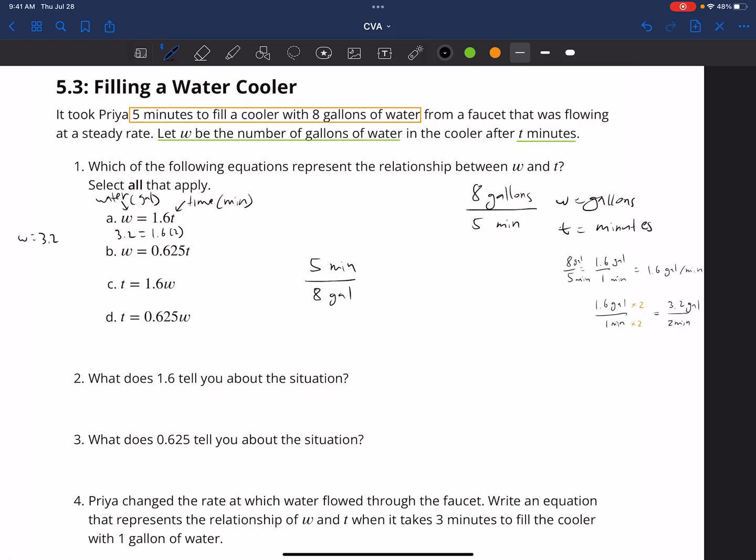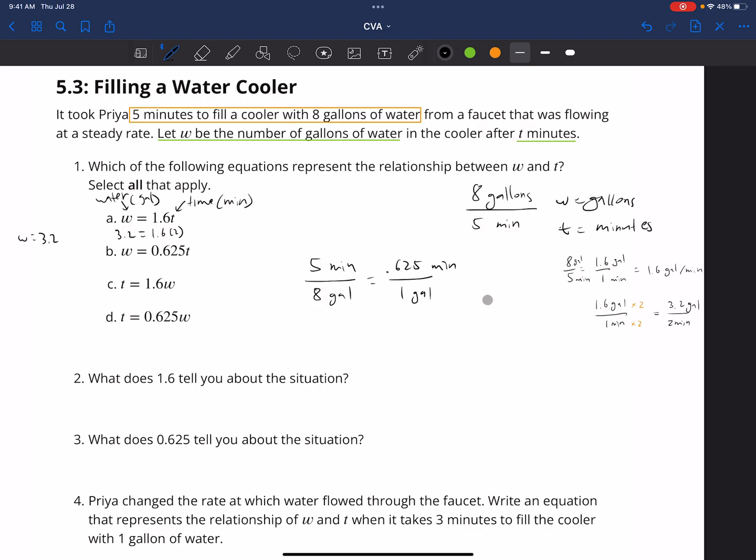So 5 over 8, and then you get 0.625. Once again, 0.625 can be written per 1 gallon. So in order to fill up a gallon, it took 0.625 minutes.